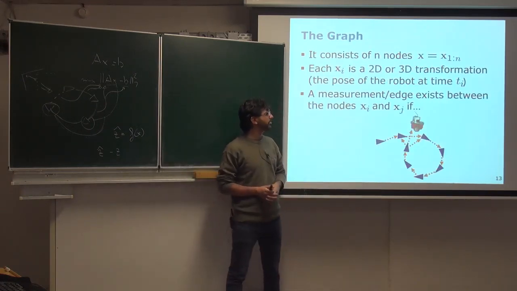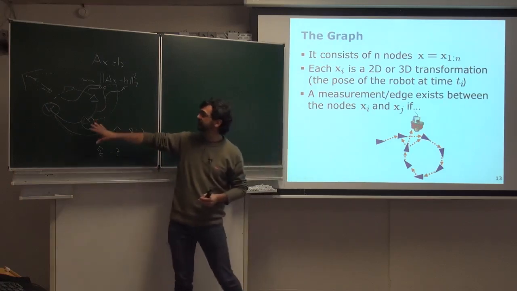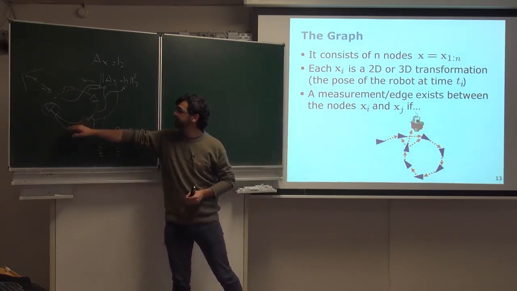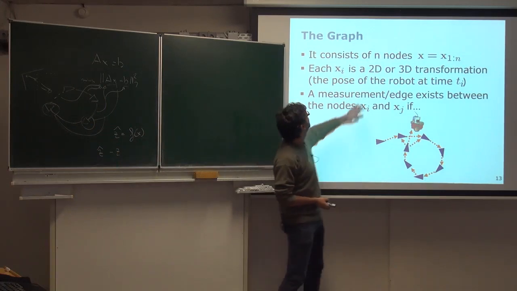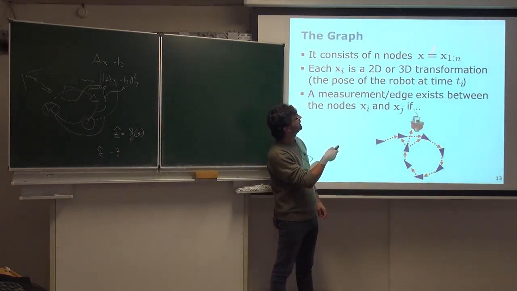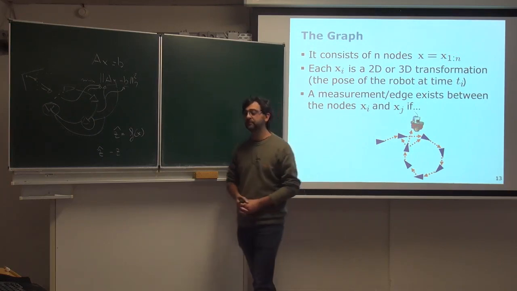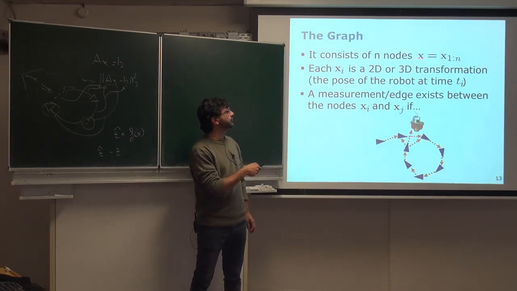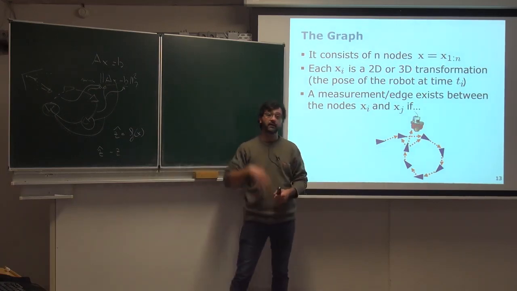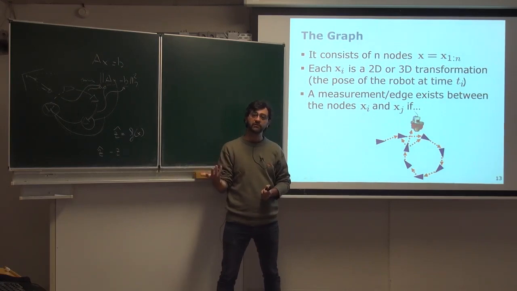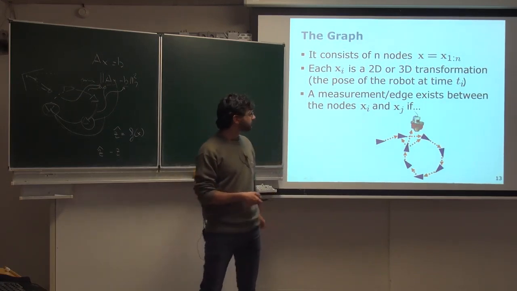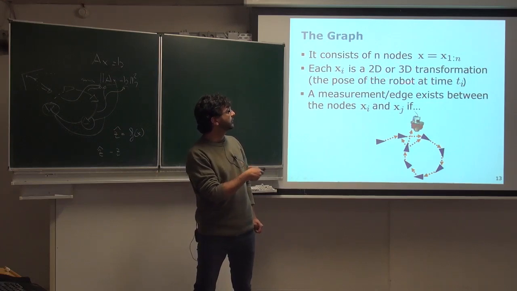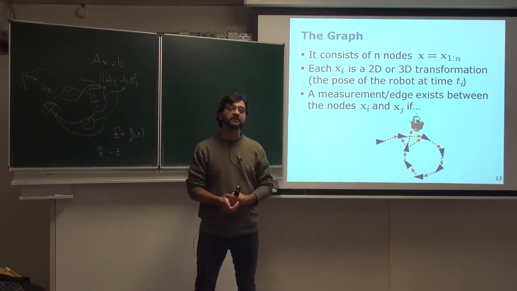So what's the graph? As I said before, intuitively, this graph represents poses and measurements, but more formally, we can say it consists of n nodes, x, and we write it in this way. This is basically the variable x from time 1 to n, and with x we indicate the pose of the robot. So according to whether you are in 2D or 3D, this is either a 2D transformation or a 3D transformation.